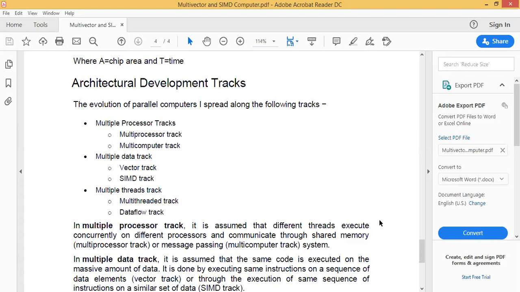In the multiple processor track, it is assumed that different threads execute concurrently on different processors and communicate through a shared memory, the multiprocessor track, or a message passing system, the multicomputer track. In case of the multiple data track, it is assumed that the same code is executed on a massive amount of data, and it is done by executing the same instruction on a sequence of data elements or through the execution of the same sequence of instructions, the SIMD track.